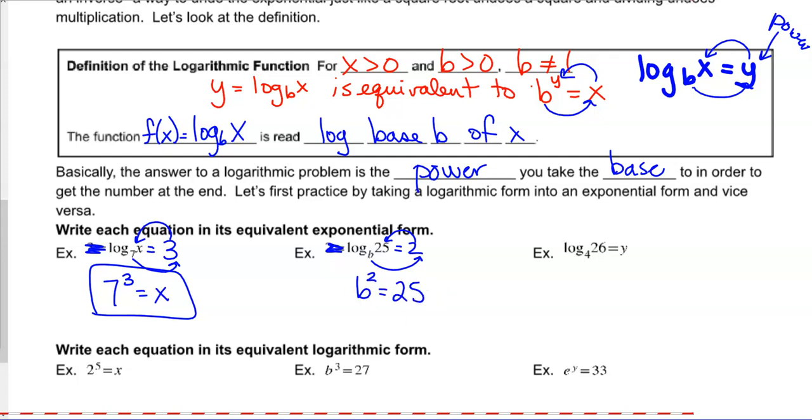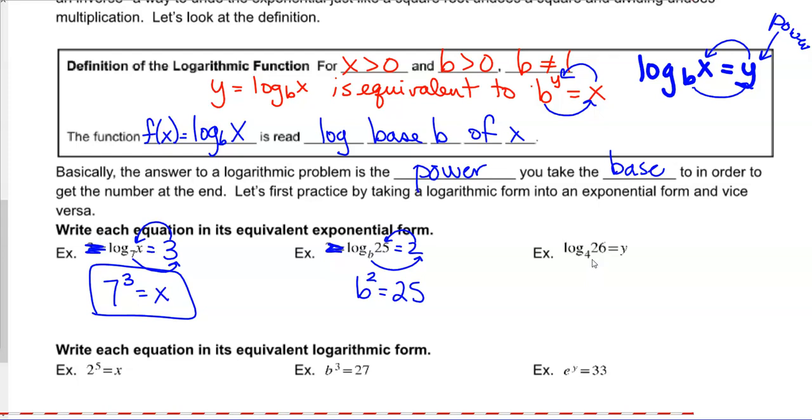Now I have an equation that if I ask you to solve for b, you would be able to tell me that b actually is equal to 5 only. I know there's a plus or minus 5, but up here in our definition, our bases are going to be positive and our x's are going to be positive. So this number has to be positive and that number has to be positive always for logarithms. All right, let's do this last one.